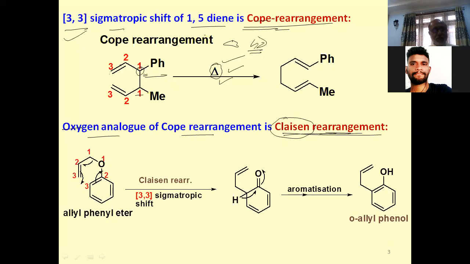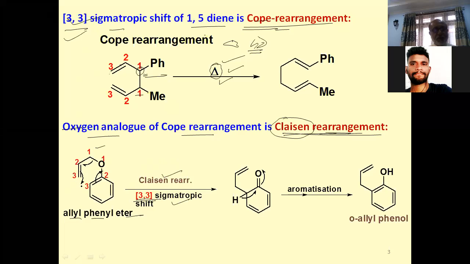This is allyl phenyl ether. This is phenol. This is the allyl group, CH2, CH2, CH. This is allyl. So allyl phenyl ether. Now you see here, this is Claisen rearrangement. And here, what you have to understand most is how we get this number. This is a 3-3 sigmatropic shift. Here also, this is a 3-3 sigmatropic shift.